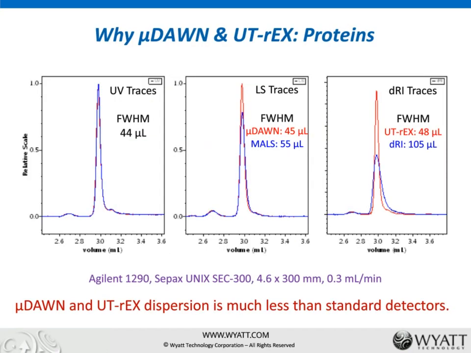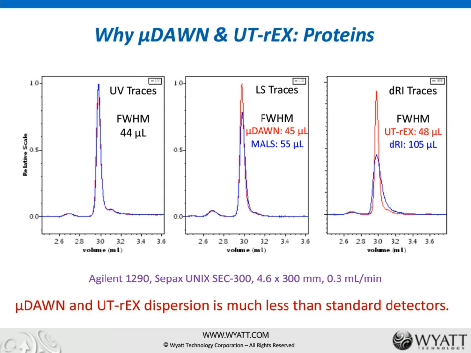So now we can compare the results from MicroDAWN UT-REX with the standard detectors. So we tested different samples. In this case, it's a protein by 2 sets of detectors: UV, MicroDAWN, UT-REX in red, and UV, standard MALS, standard DRI detector in blue. So let's start from the left graph, which has the UV traces.